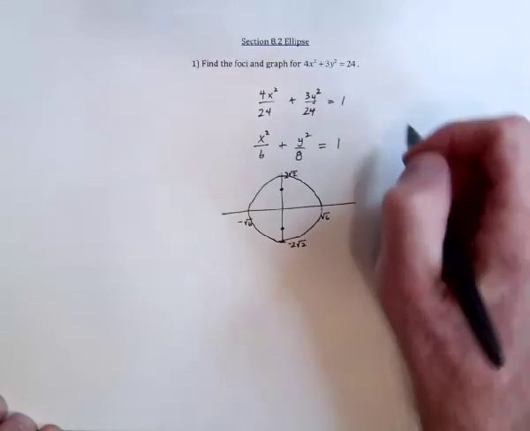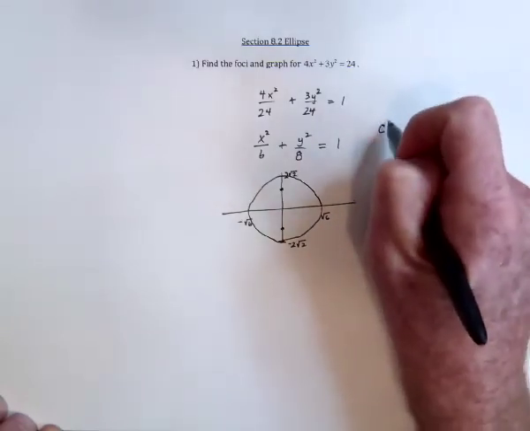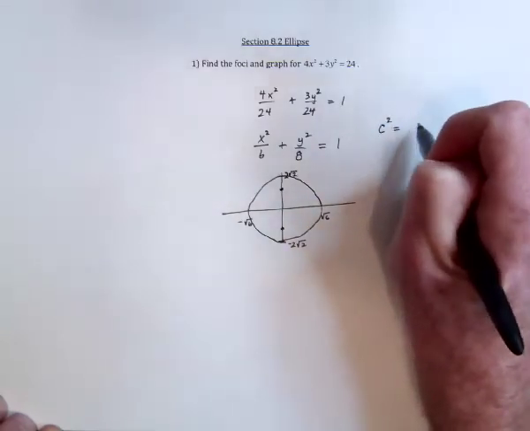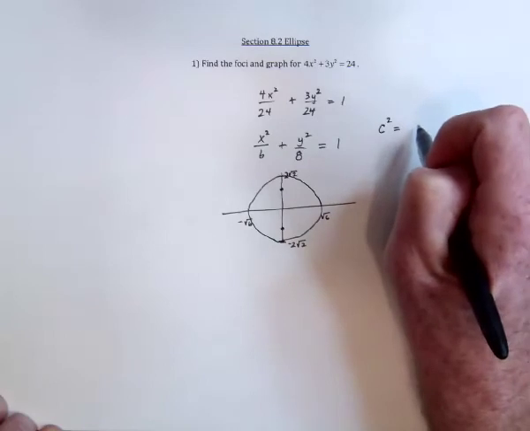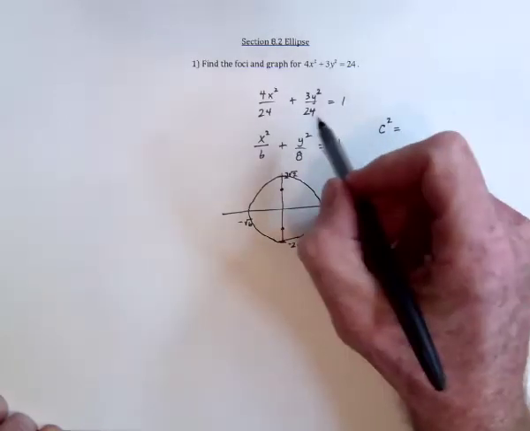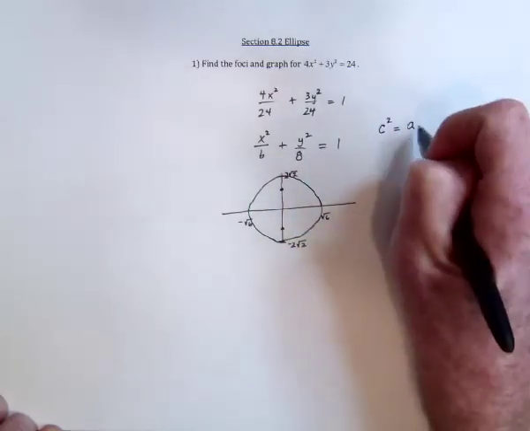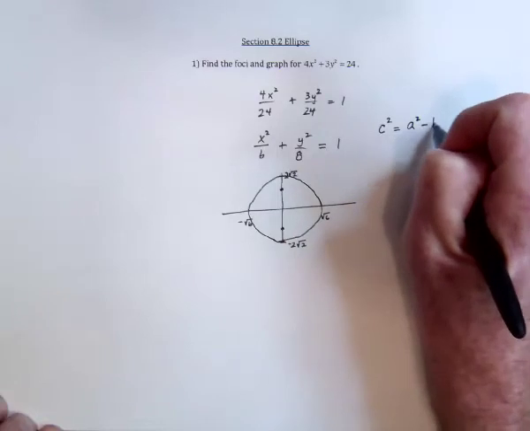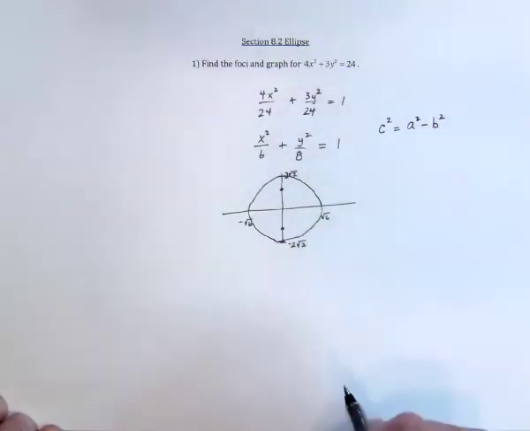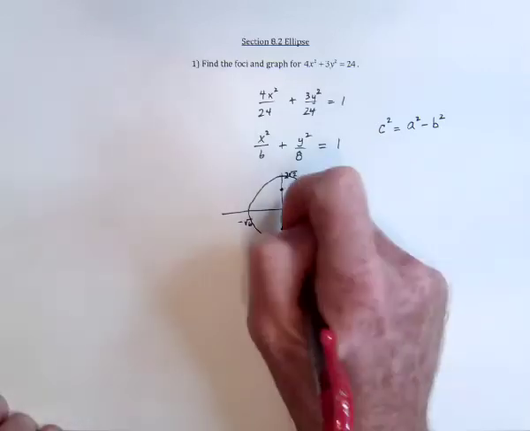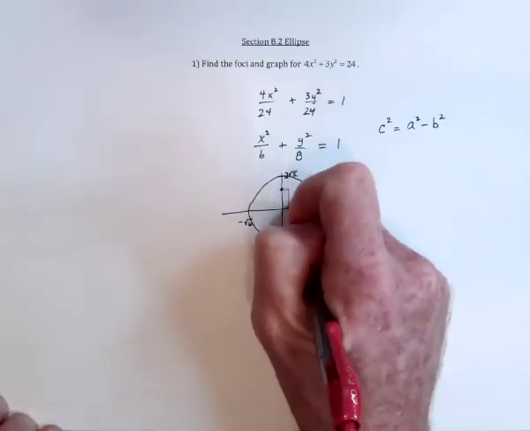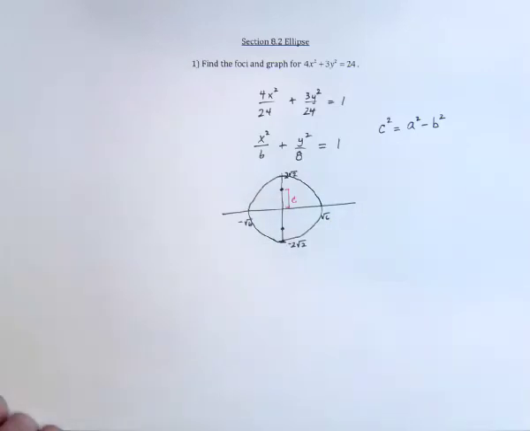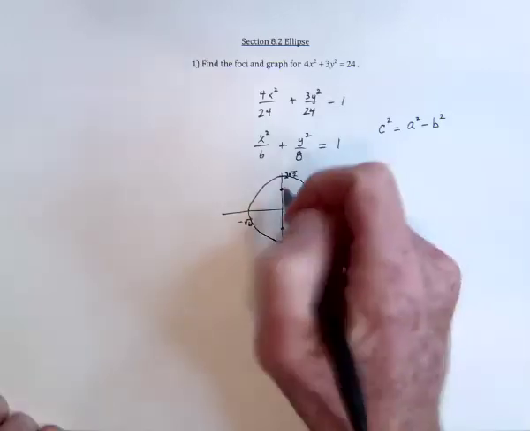And then we're going to use the formula that c squared equals, it's tempting to say a squared plus b squared, but with an ellipse it's actually minus. So a squared minus b squared. And then the c is going to be this distance that we need to find out where the focus is.